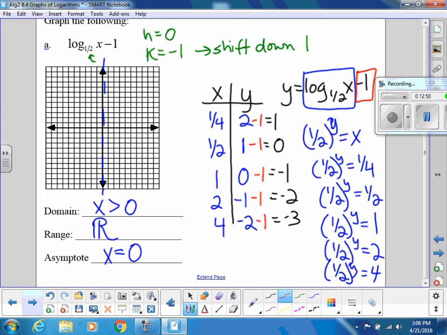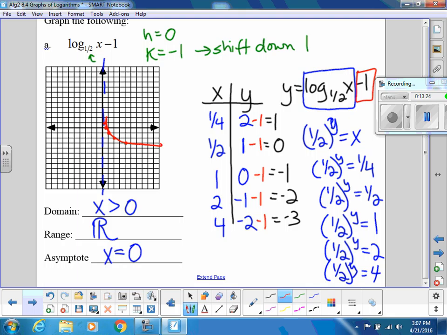All right, so I'm going to graph 1/4, 1, 1/2, 0. So notice that my x-intercept is different because I have a different base. At 1, I'm at -1. At 2, I'm at -2. And then at 4, I'm at -3. So here's what this one looks like.